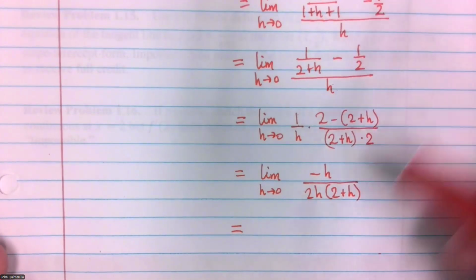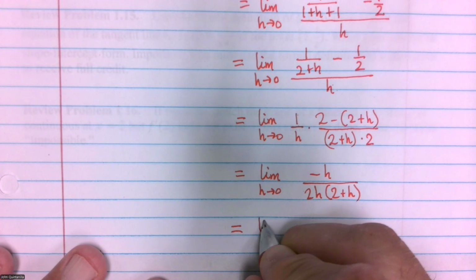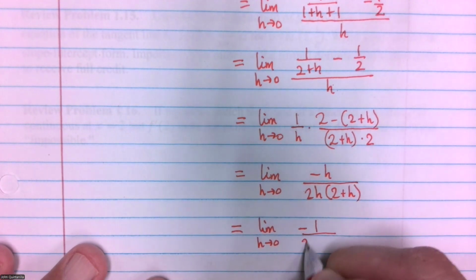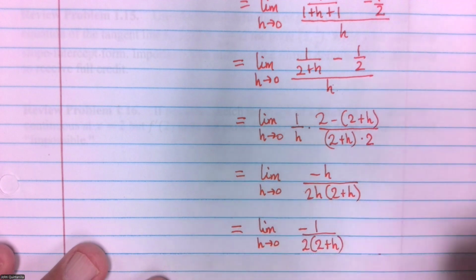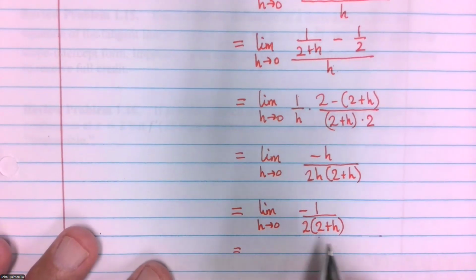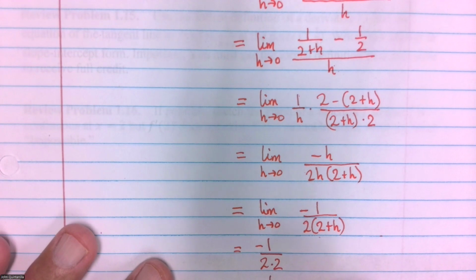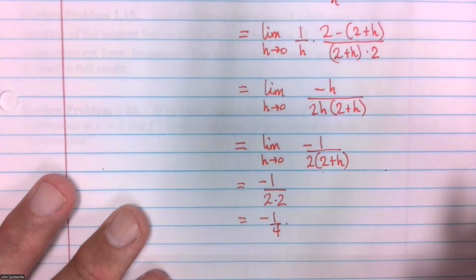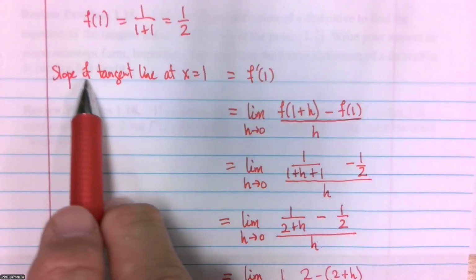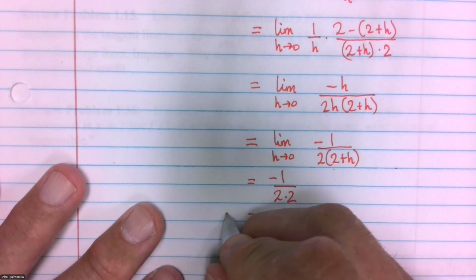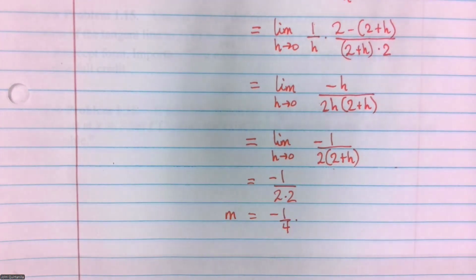Okay, and I notice that the h's cancel, so I have the limit as h approaches 0 of negative 1 over 2 times 2 plus h. And at this point, I am now permitted to plug in 0, so I get negative 1 over 2 times 2, which is negative 1/4. And so this right here, so I don't lose sight of the forest for the trees, was the slope of the tangent line at x equal to 1. So my tangent line is going to have slope of negative 1/4.